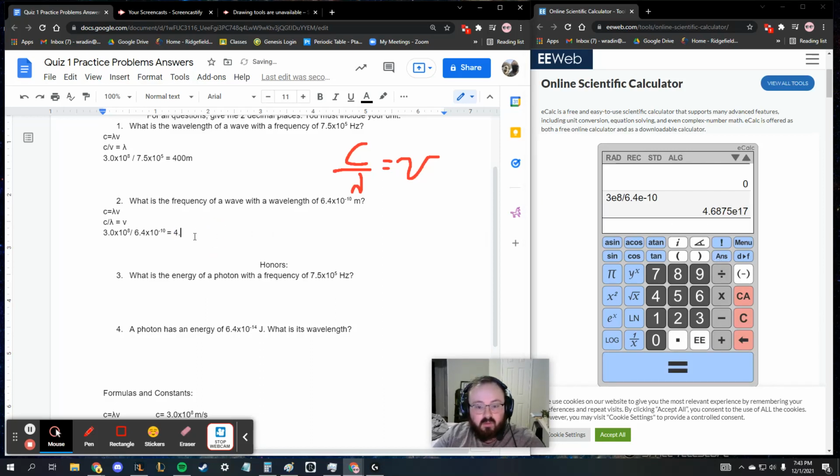So 4.69 times 10 to the 17th hertz. That is our frequency. On this calculator, and I'm sure somebody's going to make this mistake.